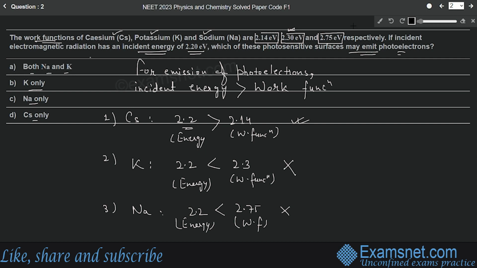So the only case where photoelectrons will be emitted is the first one, that is cesium. So only cesium, that means option D will be the correct answer.